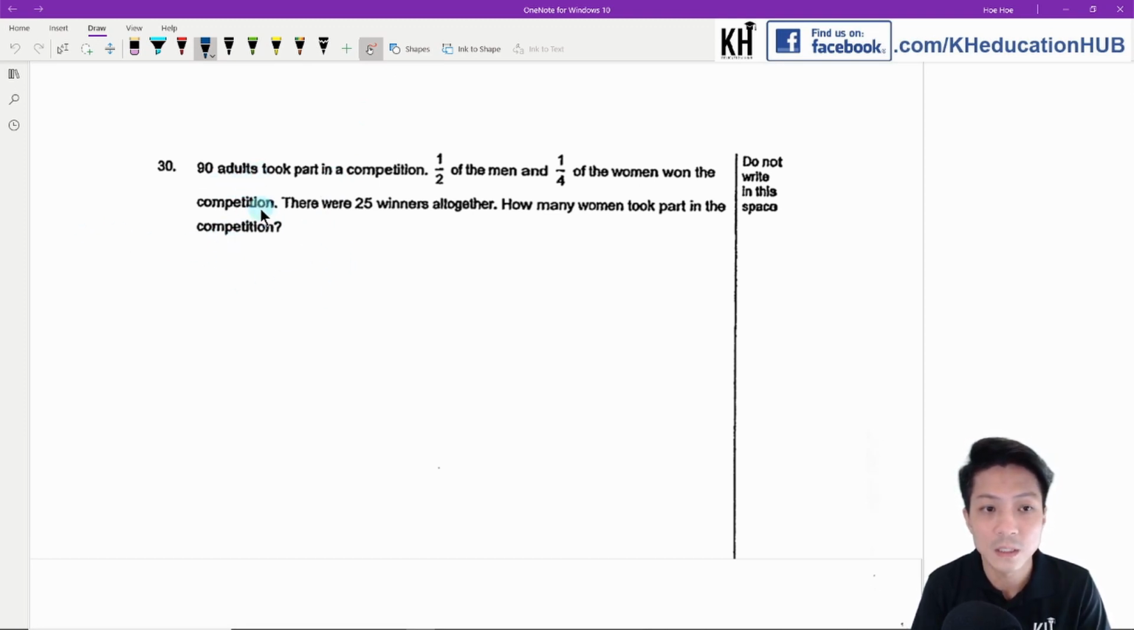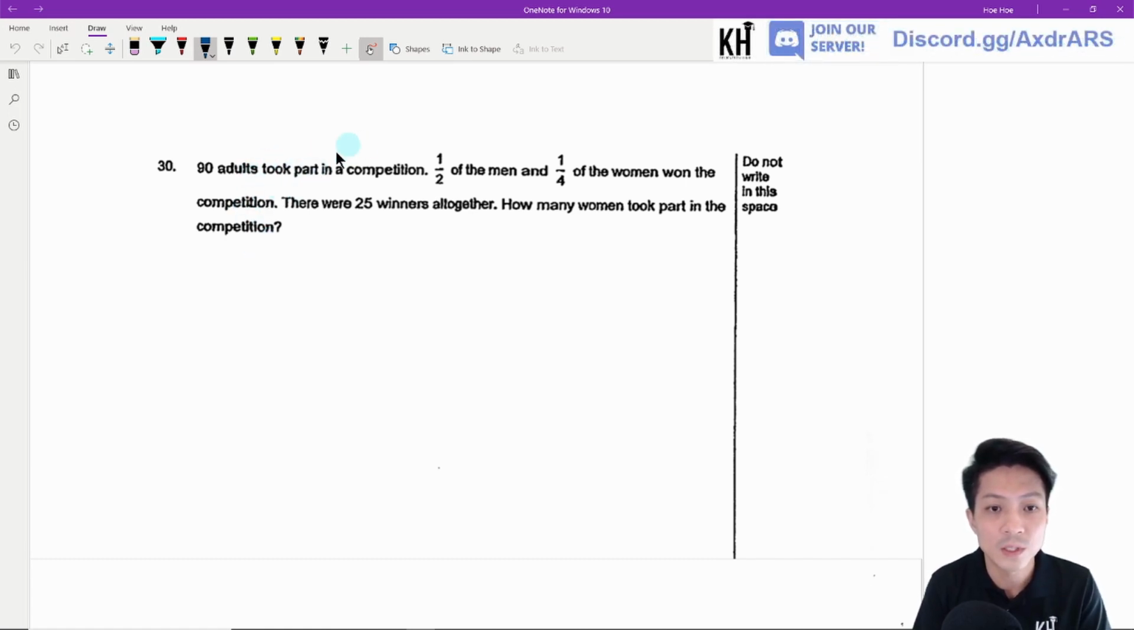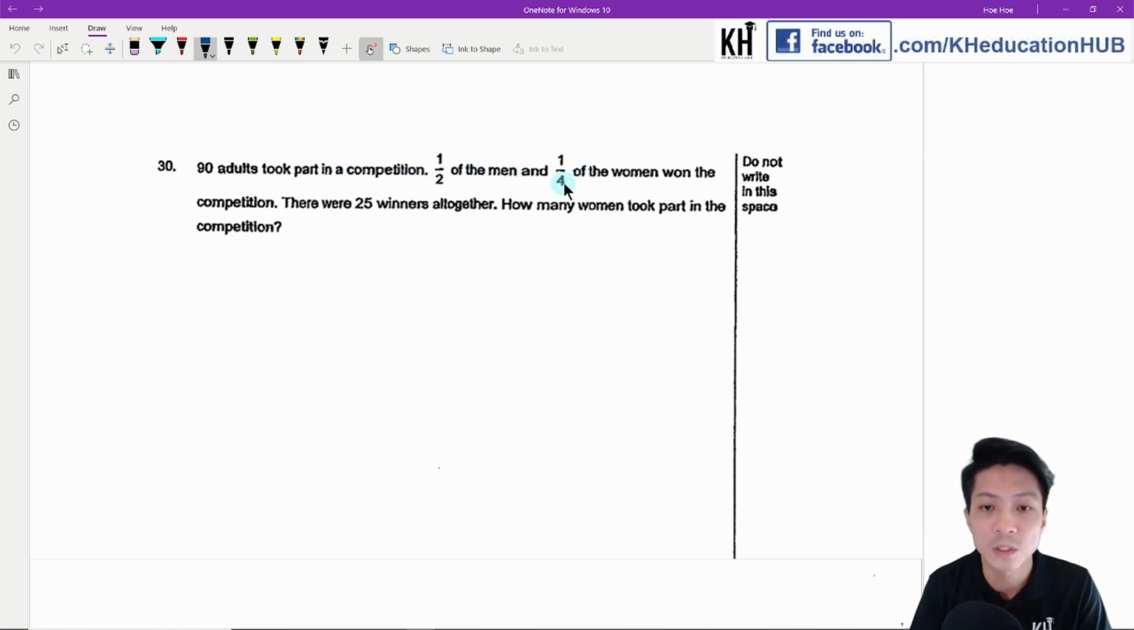Okay, here's the first question. This question is a Paper 1 question, and I included this question because a lot of students don't really know how to do this type of question. Okay, so 90 adults took part in a competition. Half of the men and a quarter of the women won the competition. There were 25 winners altogether. So how many women took part in the competition?